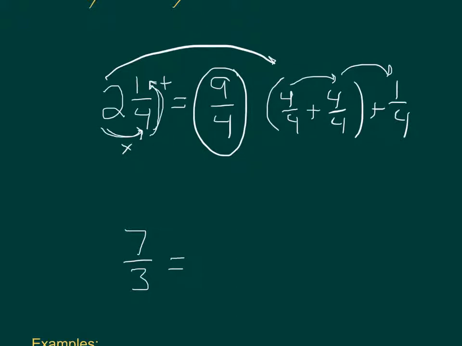If you're turning an improper fraction into a mixed number, you divide. It's the top number divided by the bottom number. 3 goes into 7 twice. That makes 6, and you have 1 left over. So the answer is 2 1/3. The remainder goes over what you divided by.